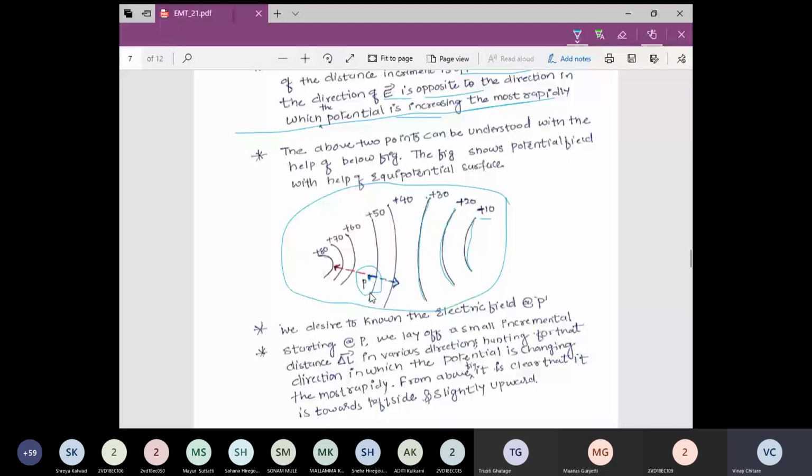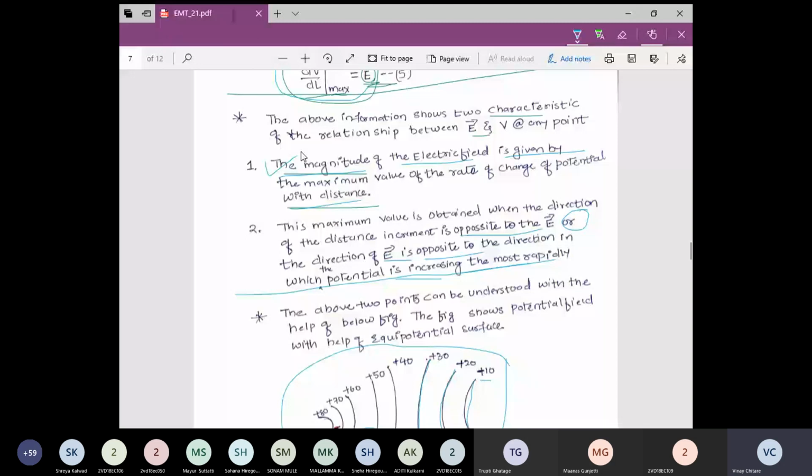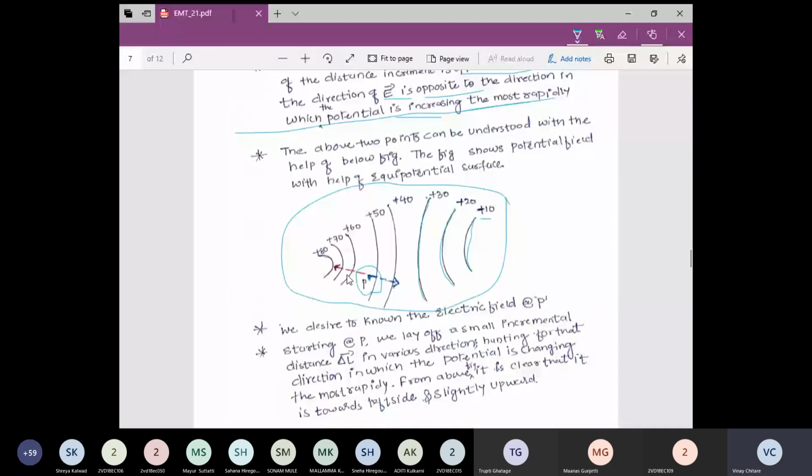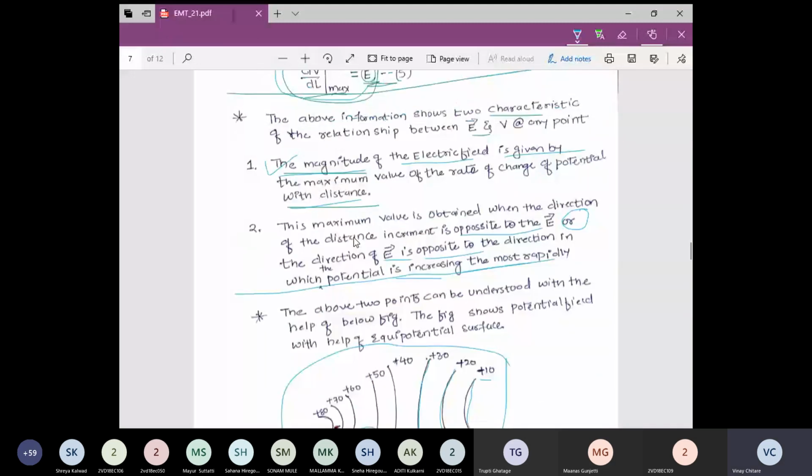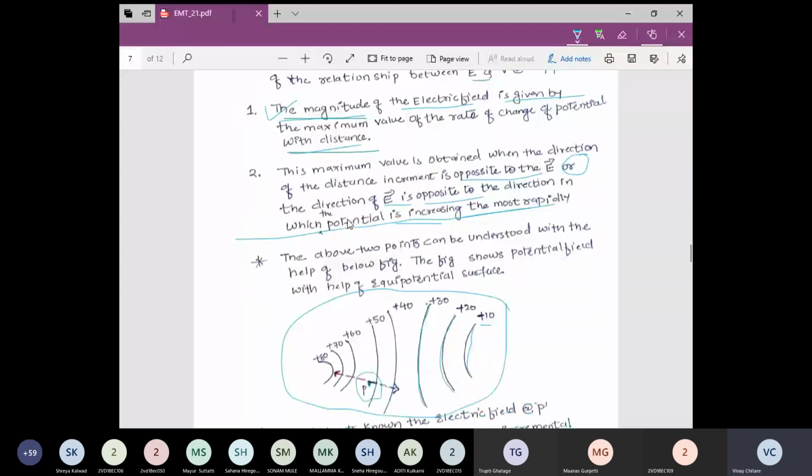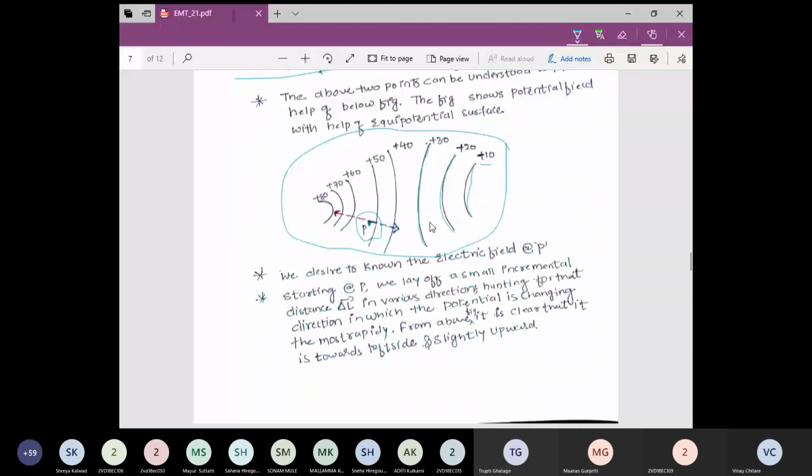Okay. So now by referring to these 2 points, I know that the magnitude of the electric field is maximum, and it's given by the maximum rate of change of the potential. And you could see from this figure that in this direction, the potential is increasing.